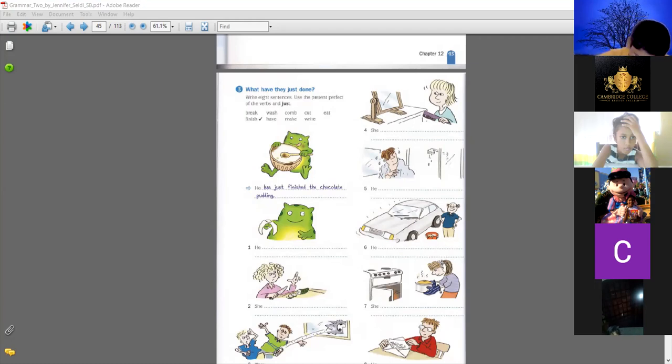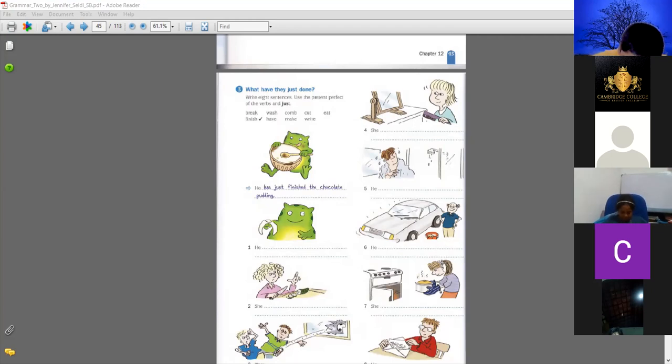They have just broken the window. Okay. Next. She has just combed her hair. Okay. He has just taken a shower. Okay. Had a shower or taken a shower, or likewise, you can use. Okay. Next. He has just washed his car. Okay. She has just made a cake. Yes. He has just written a letter.